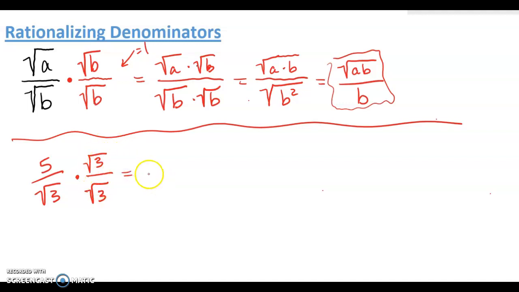Go through and multiply our denominators. The square root of 3 times the square root of 3 is the square root of 3 squared. And then in the numerator, I get 5 times root 3, and I can't do anything to simplify this. One more step: 5 root 3 in the numerator, can't do anything to simplify. In the denominator, I know that the square root of 3 squared is just 3, and there's my simplified expression that is rationalized.